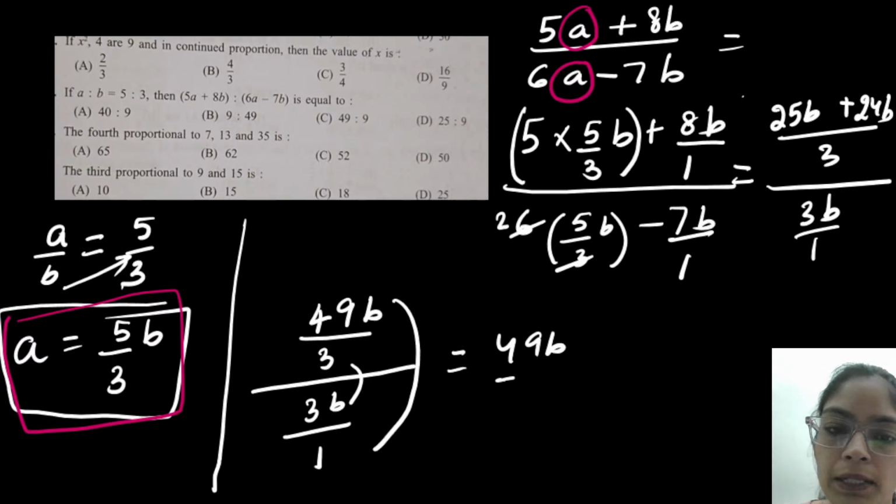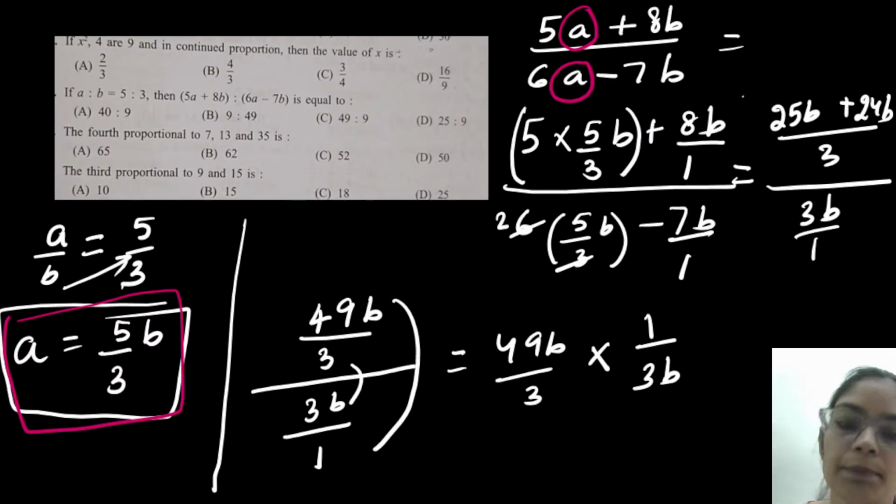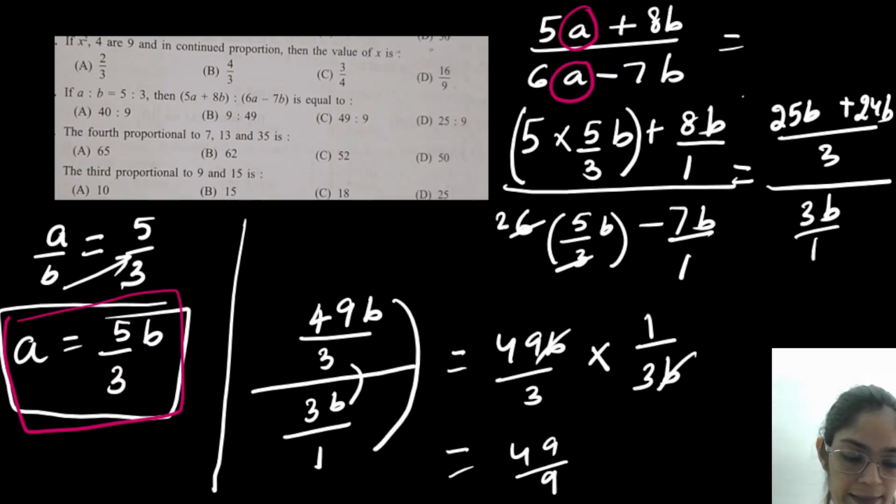So if I am writing 49B by 3, then you have to write multiplication. First, the outer one is getting multiplied with 1 here, and this 3 and 3 are getting multiplied. So B and B will get cancelled. So the answer is 49 by 3 into 3, that is 9. Yes, 49 by 9. How many of you are getting this answer? So 49 by 9 is the third option, option C. It's not only 49, it's 49 by 9.